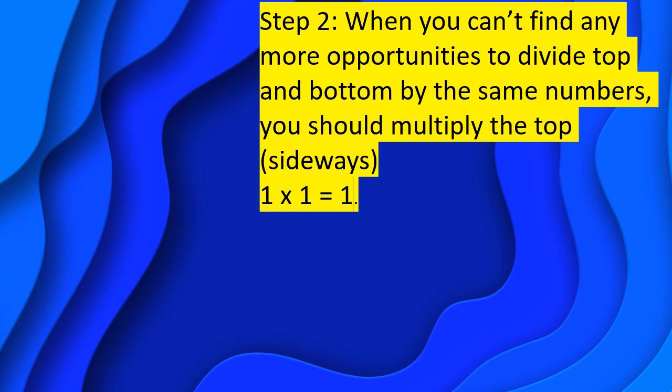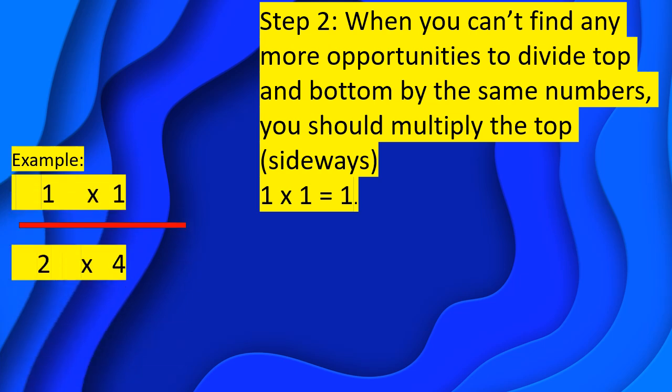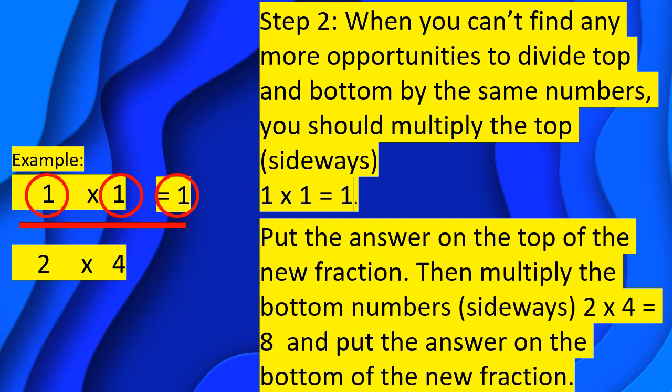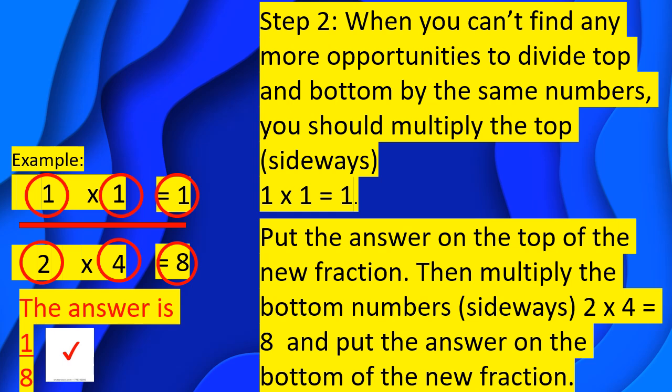When you can't find any more opportunities to divide the top and bottom by the same numbers, you should multiply the top sideways. 1 times 1 over 2 times 4, so it's 1 over 2 times 1 over 4. So we go 1 times 1 equals 1. And then you put the answer on the top of the new fraction. So that's 1 on the top, and then you multiply the bottom numbers sideways. 2 times 4 equals 8, and 8 goes on the bottom, so the answer is 1 by 8.